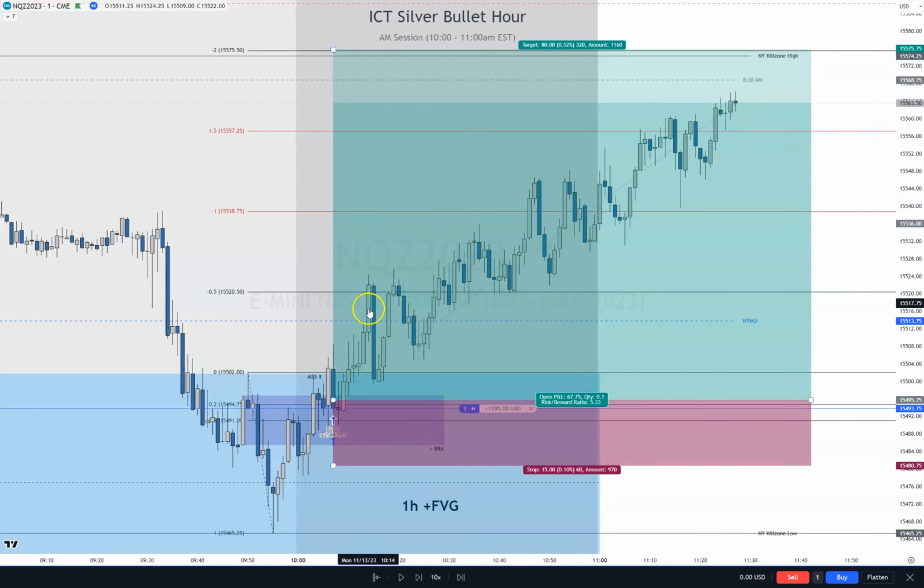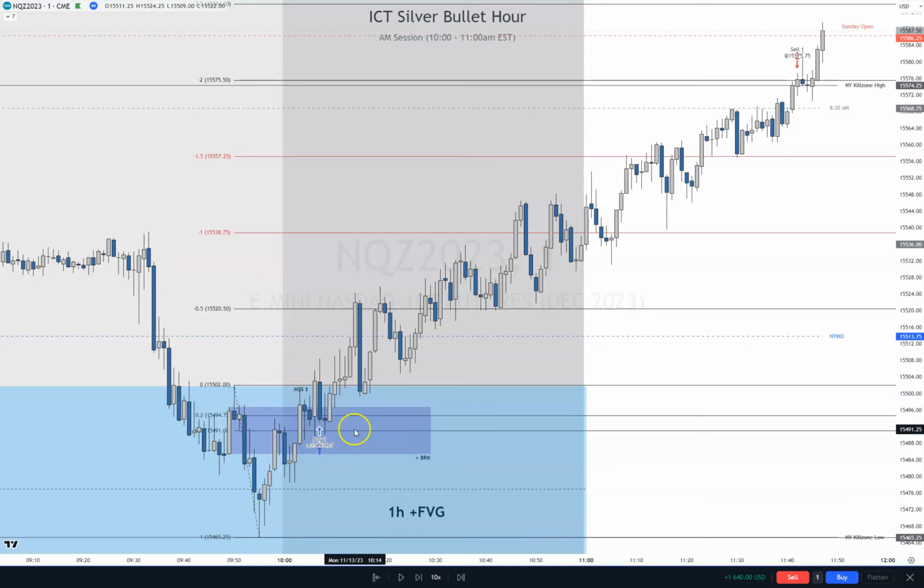We got our breaker block, our market structure shift, our breaker block. We took our entry. We pulled our fib from the manipulation leg and got 2 standard deviations, which lined up pretty close to the New York Killzone high. And so this was a very stressful trade. High resistance liquidity run all the way up.